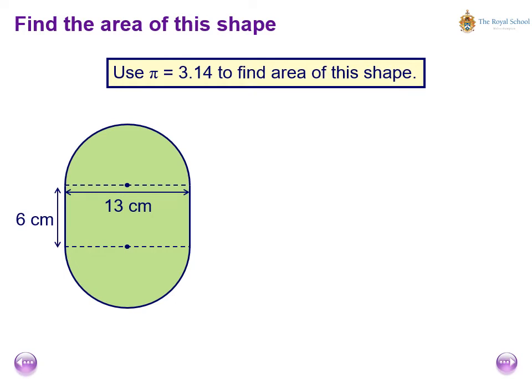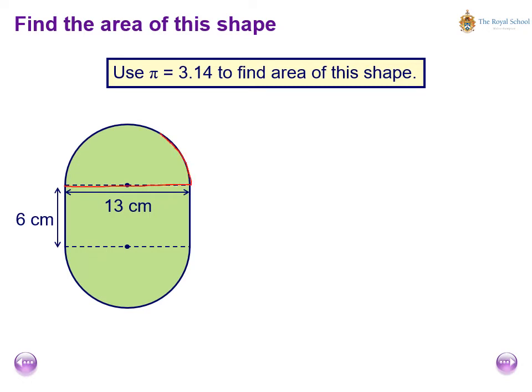we now have then area of a compound shape using parts of circles. So here, use pi as 3.14 to find area of this shape. Now, when we're looking at compound shapes, it's really useful to try and work out how much of a circle do we have. Well, here at the top, we've definitely got half a circle.